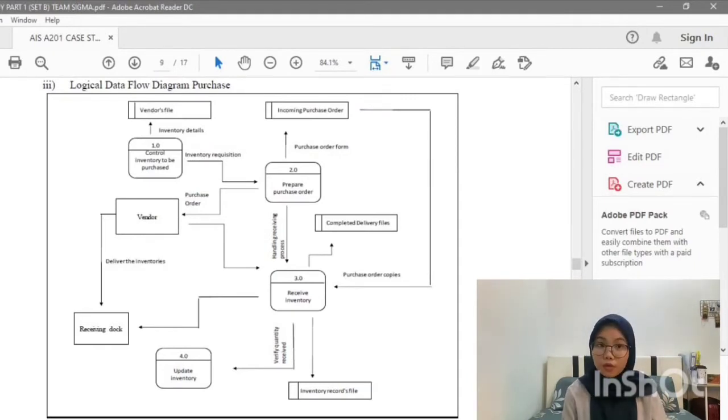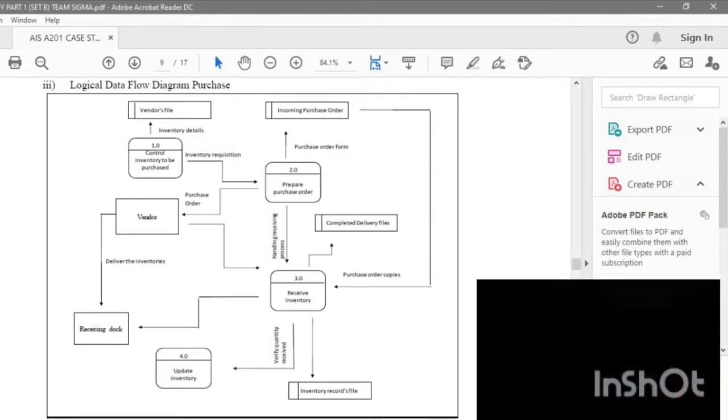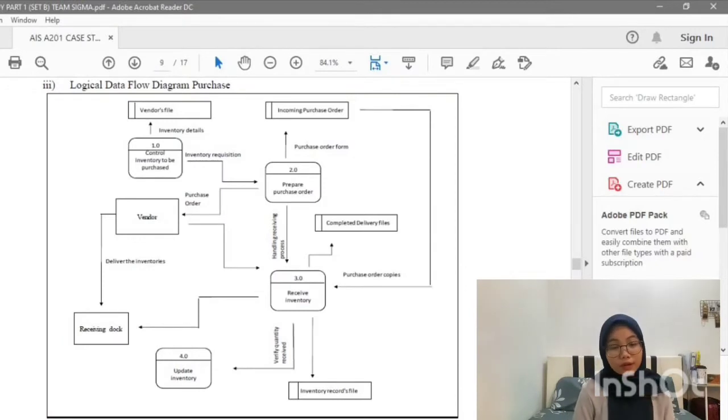So in this video, I will present about the logical data flow diagram for purchase order system, logical data flow diagram for cash disbursement, and also the strength of internal control procedures for SESB. Firstly, I will proceed with the logical data flow diagram for purchase order.